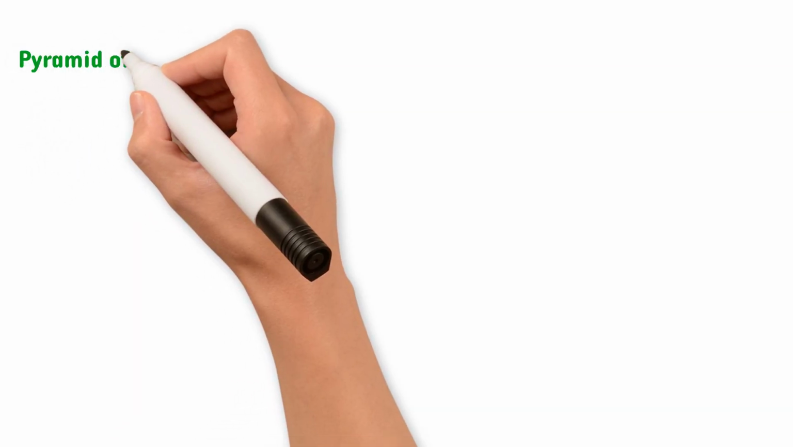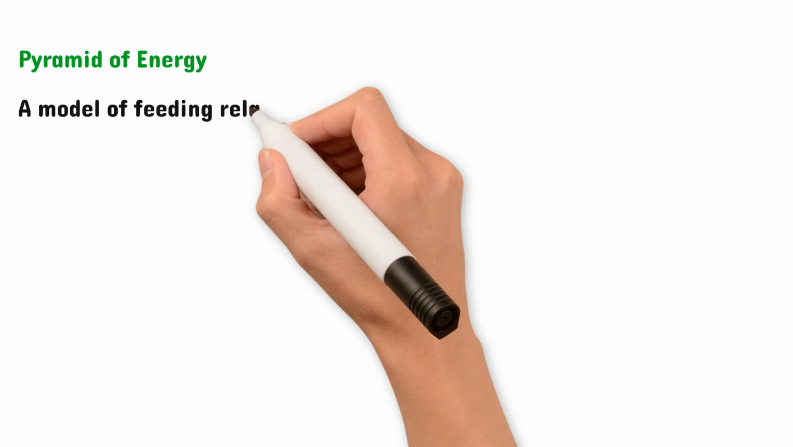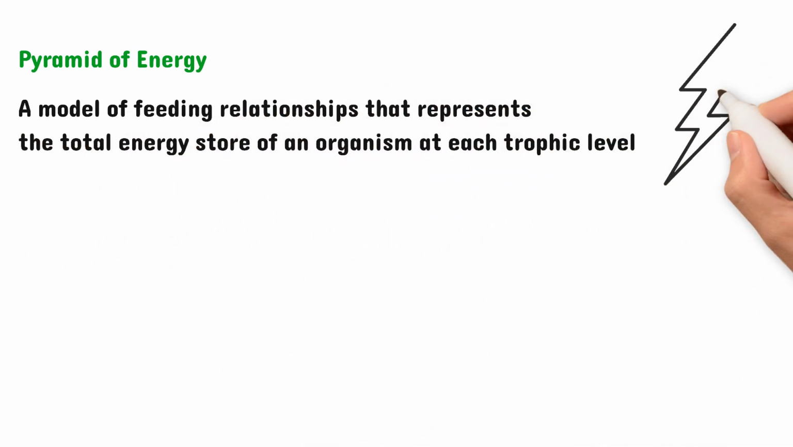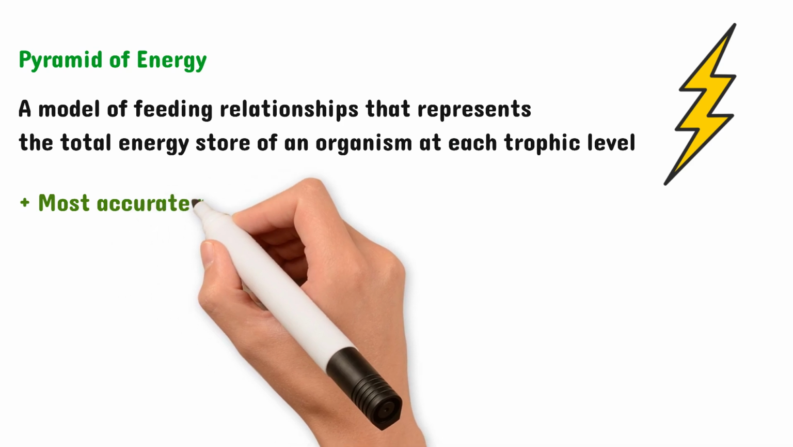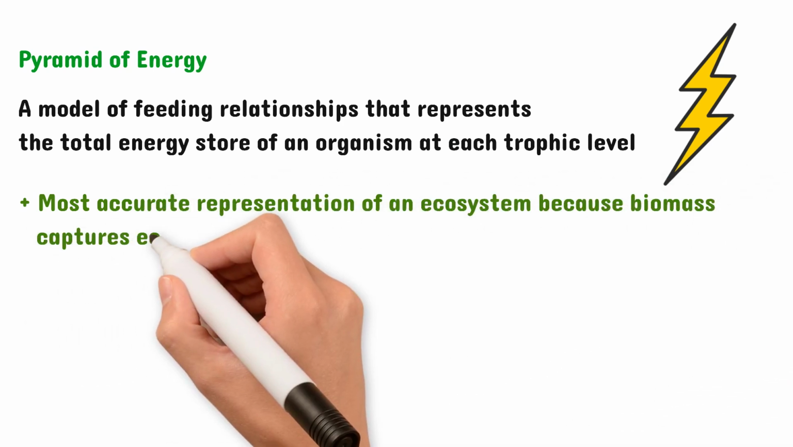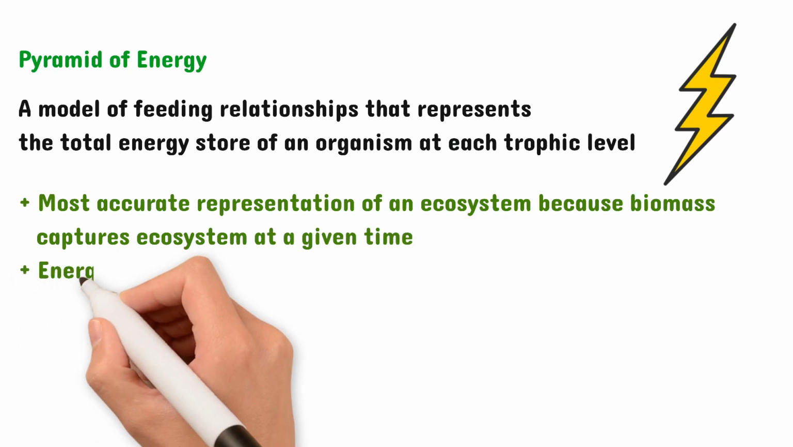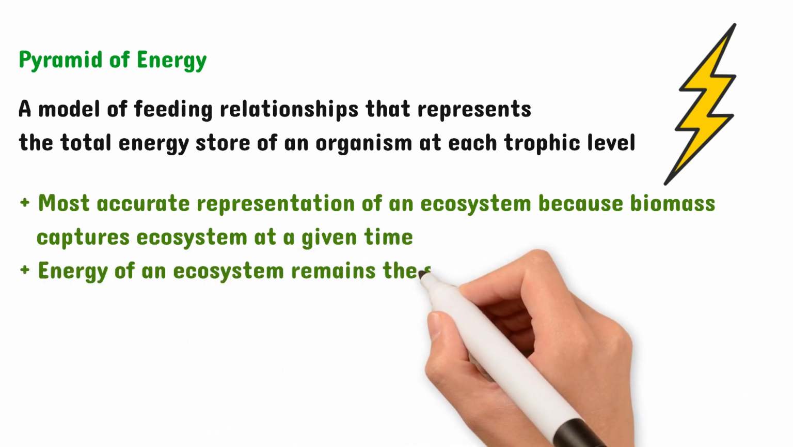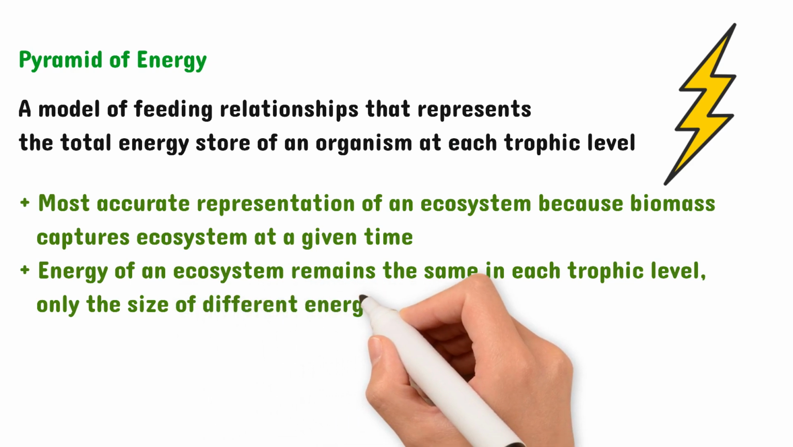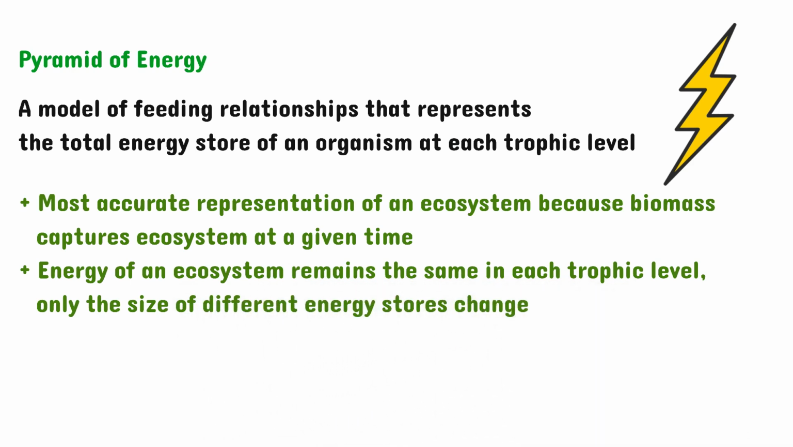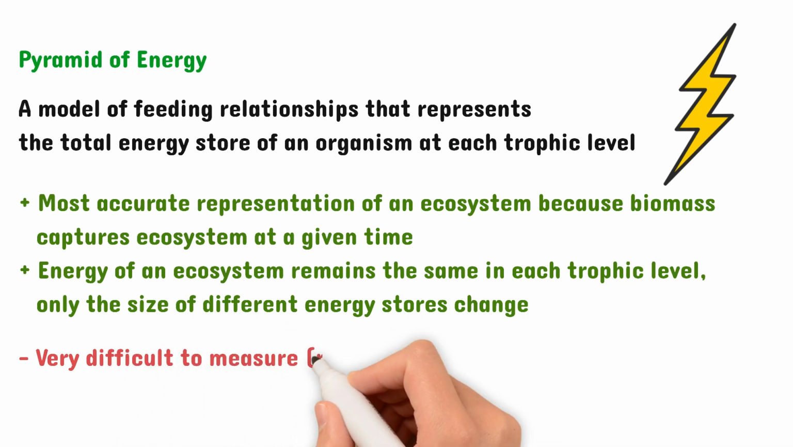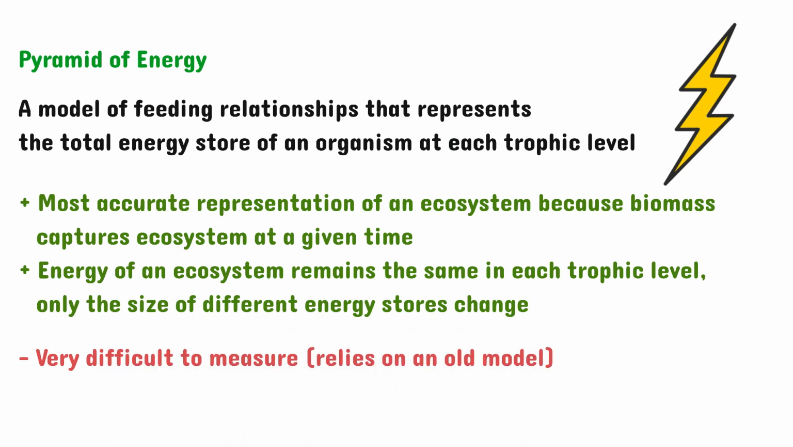The last kind of pyramid we have is a pyramid of energy. And this shows the total energy store of an organism at each trophic level. It's the most accurate way of representing an ecosystem because biomass only captures the ecosystem at a given time. The energy of an ecosystem will remain the same at each trophic level always. The only thing that changes is the different sizes of the energy stores. The only con with it is that it's very difficult to measure and it relies on an old model.